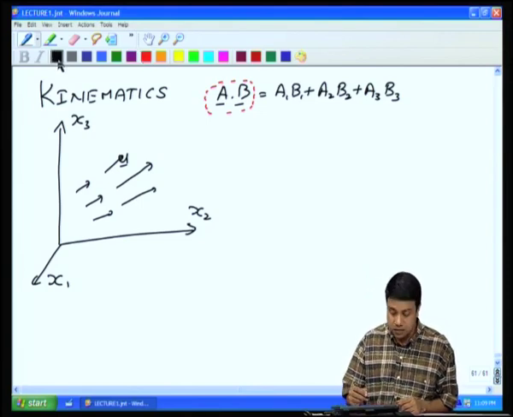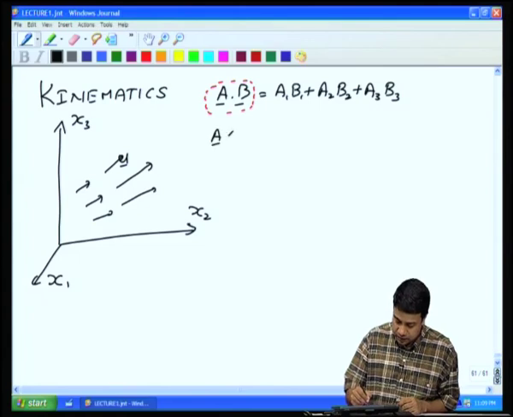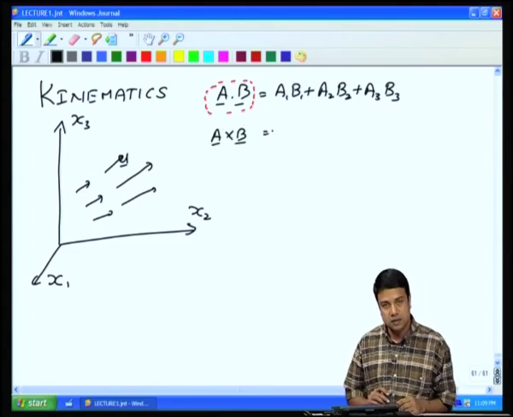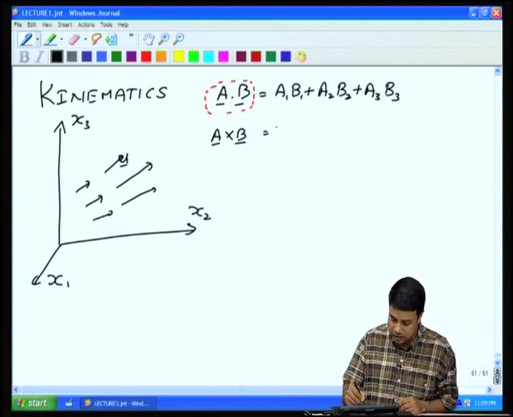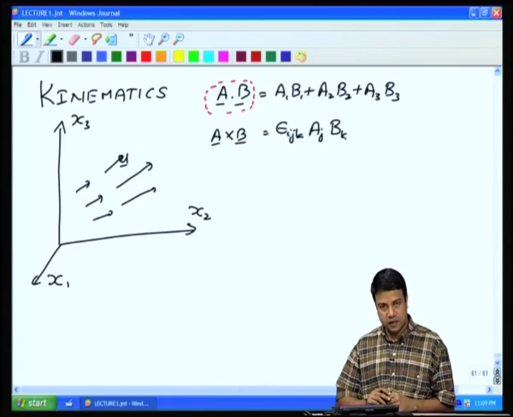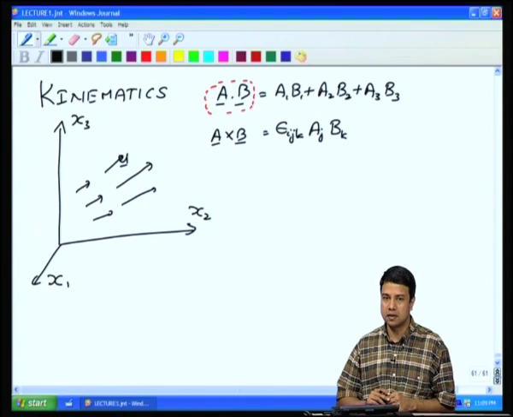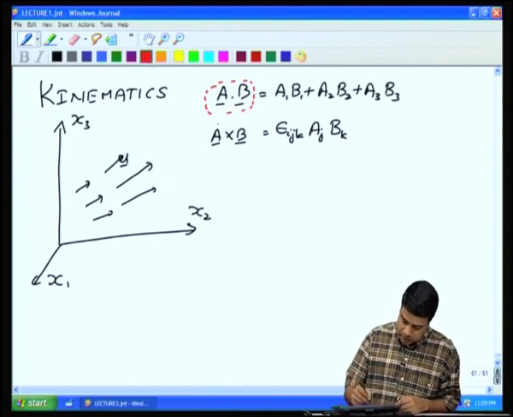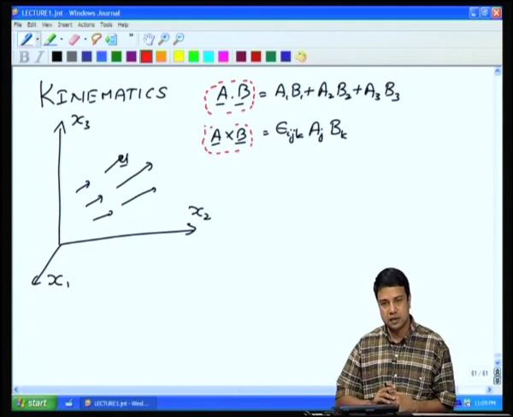Similar is the thing with the cross product A cross B, which with reference to a coordinate system, I had already shown you that this can be written as epsilon i j k A j B k. The resultant is a vector. There is one free index i, which gives the direction of the resultant cross product. j and k are repeated, so they represent dot products. This once again is independent of the coordinate system that is used.